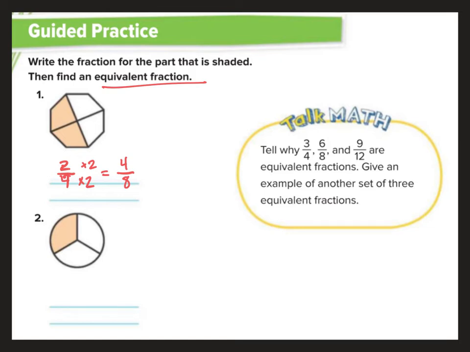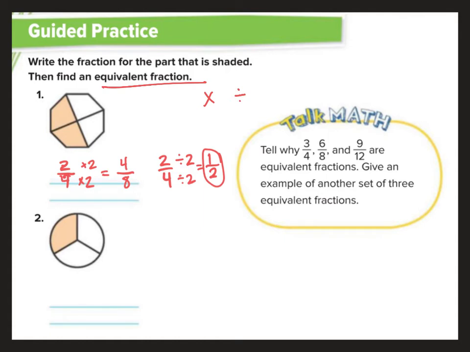Now, there's another thing that I can do as well. So I see that 2 and 4 share a factor, I could divide them both by 2, right? So instead of multiplying by 2, I could divide them both by 2, and I would get 1 over 2, or 1/2. So 1/2 is also an equivalent fraction. So we need to find equivalent fractions by either multiplying or dividing.